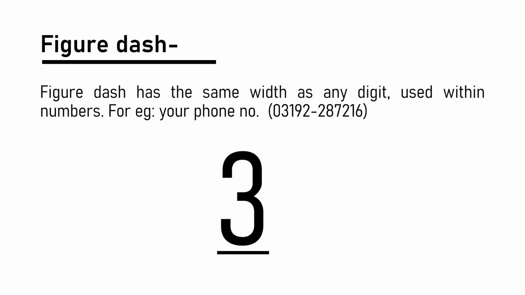Next one is the figure dash. The figure dash has the same width as any single digit. It is used within numbers, for example your phone number. Means the size of this dash should be equal to the space required by any single digit.